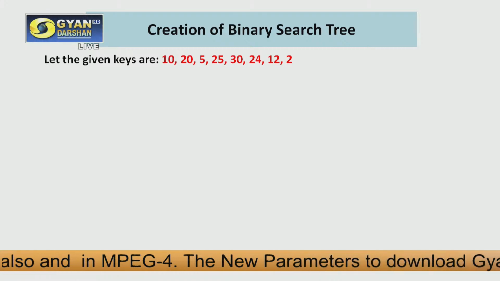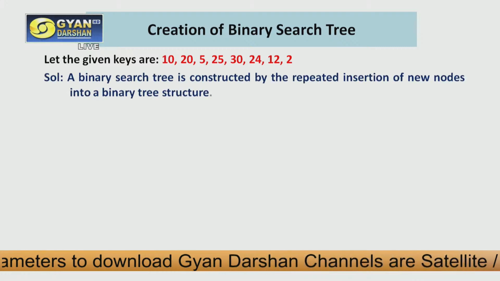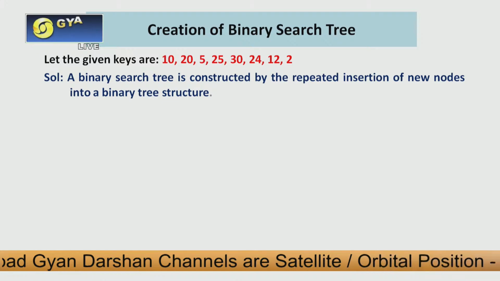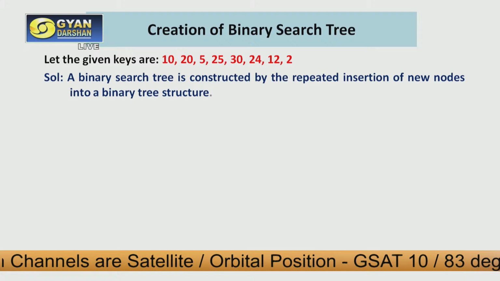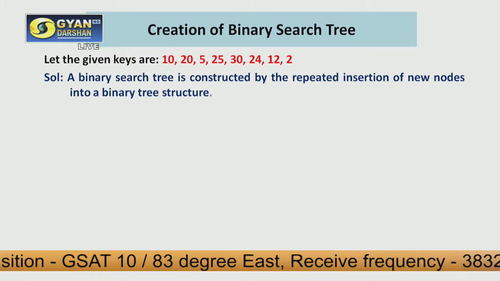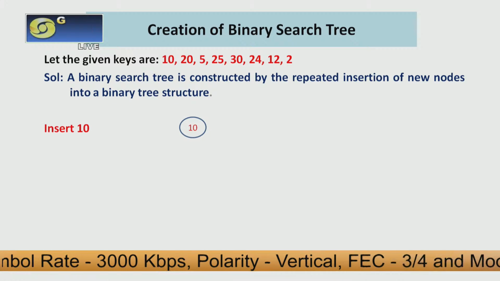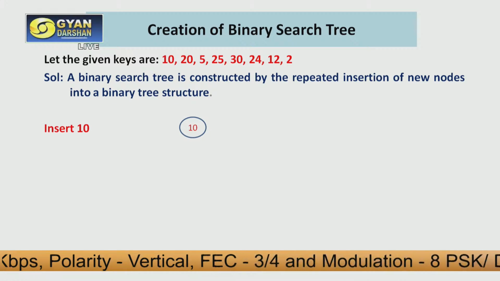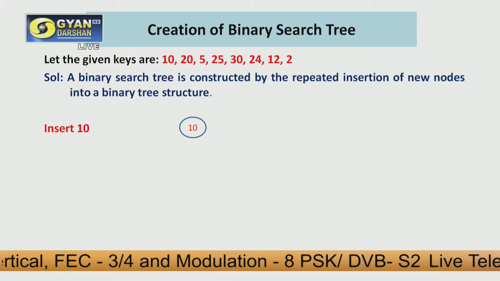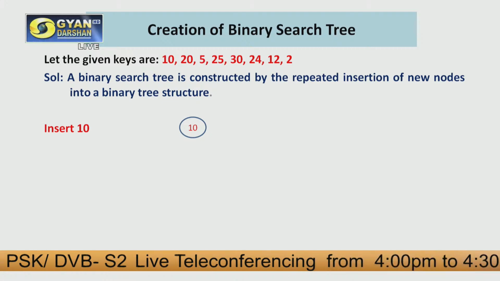Initially the BST is empty. So first we will consider the first key, that is 10. A binary search tree is constructed basically by the repeated insertion of new nodes into the binary tree structure. Initially it is empty, then we insert the first key, that is 10. Because it is the first element, we can insert it like this. There are no other keys, so our BST will contain only 10.